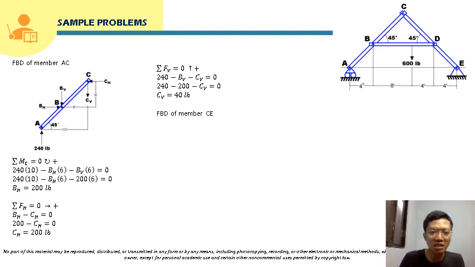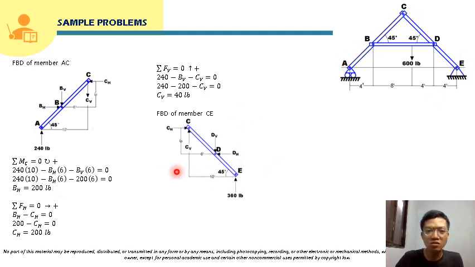Okay, so let's proceed now to the free body diagram of member CE. So this will be the member CE. So the reaction force here at point D, we will just transfer the reaction force from the free body diagram of member BD. So this will be directed oppositely here. So DV will be directed downward and DH will be directed to the left. Okay, so also for CH and CV here, we will just transfer CH and CV from the free body diagram of member AC. So it will be directed oppositely. CH will be directed to the right and CV will be directed upward.